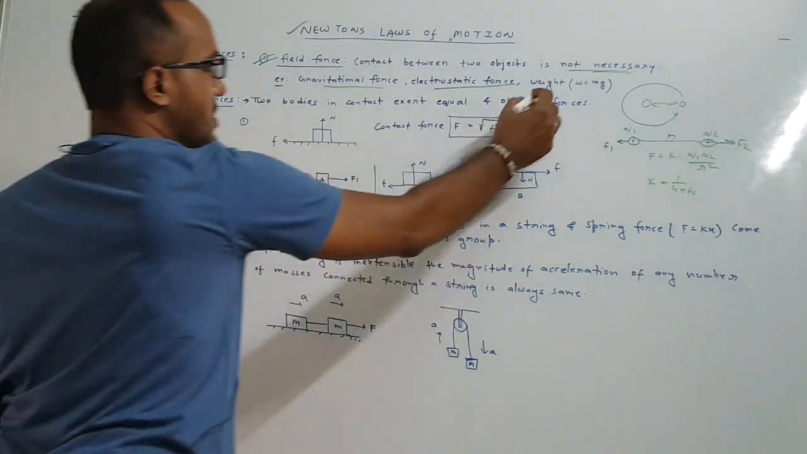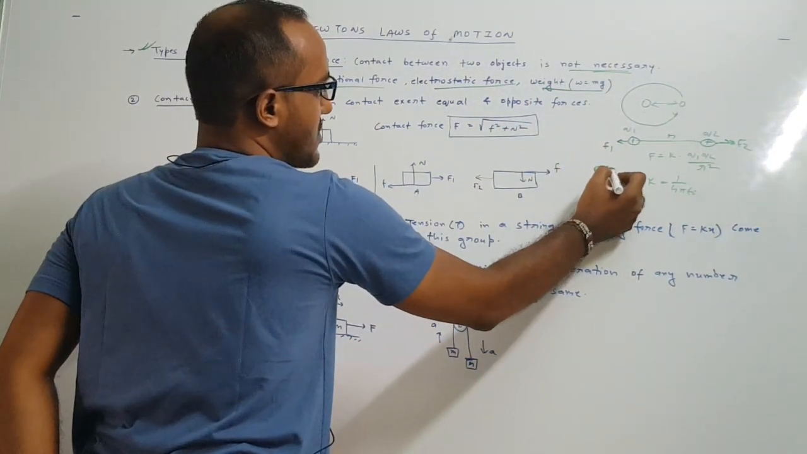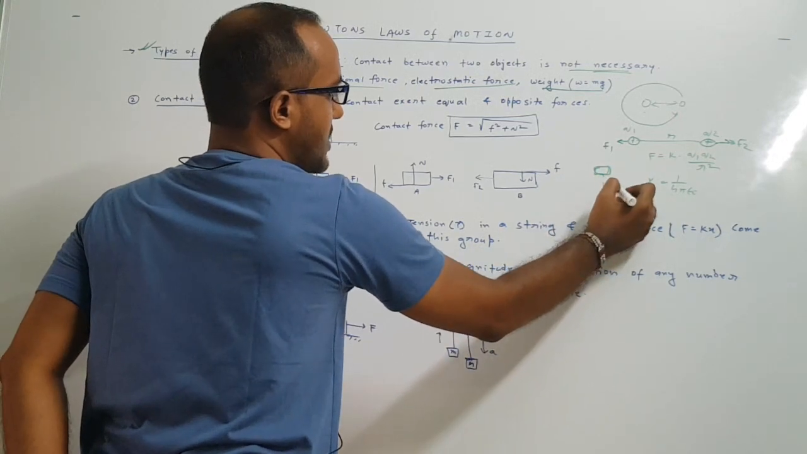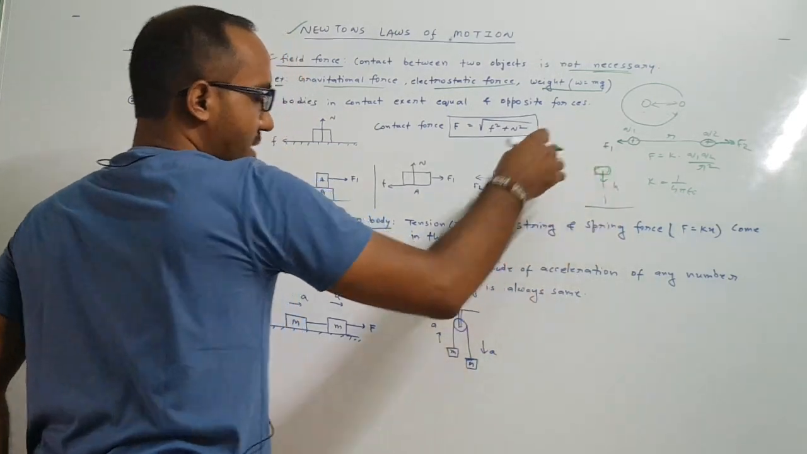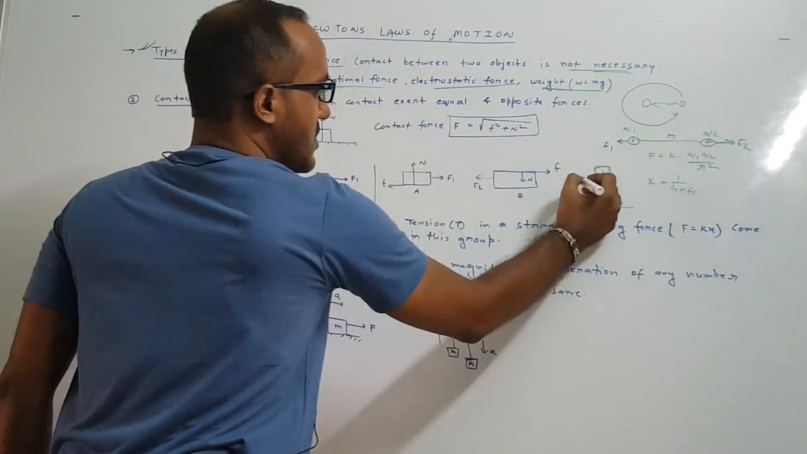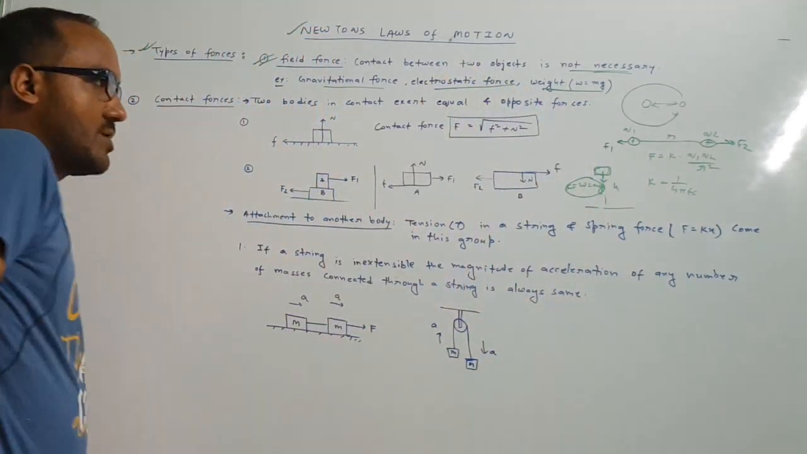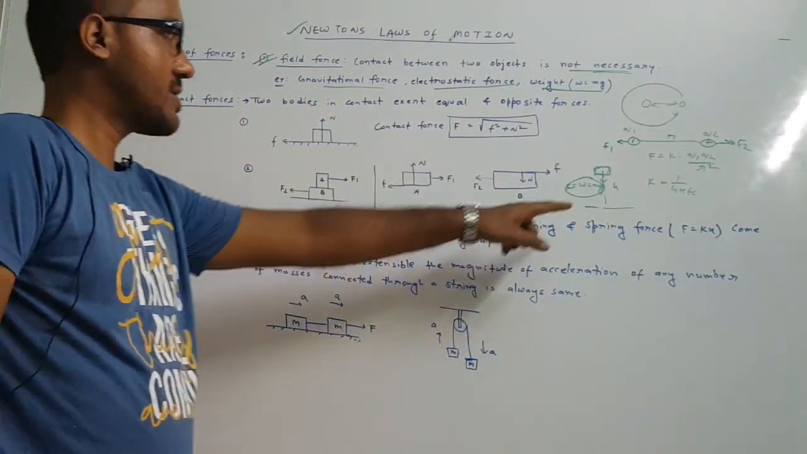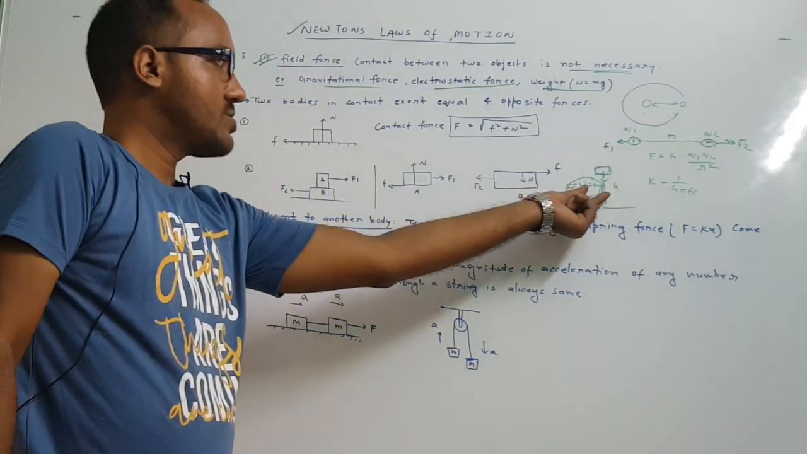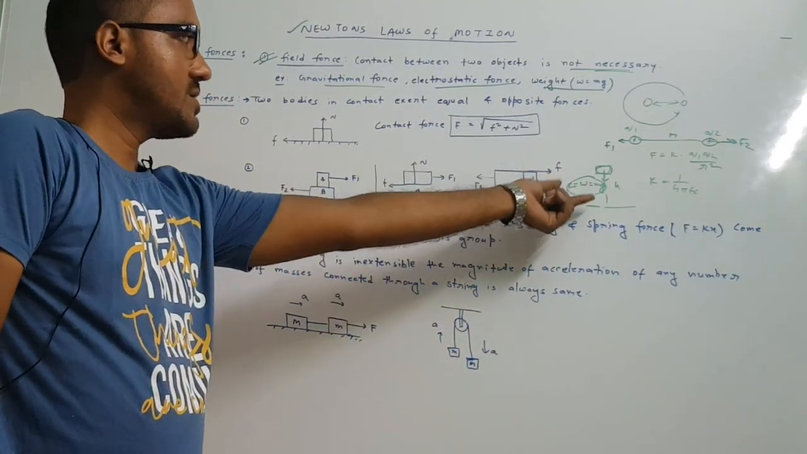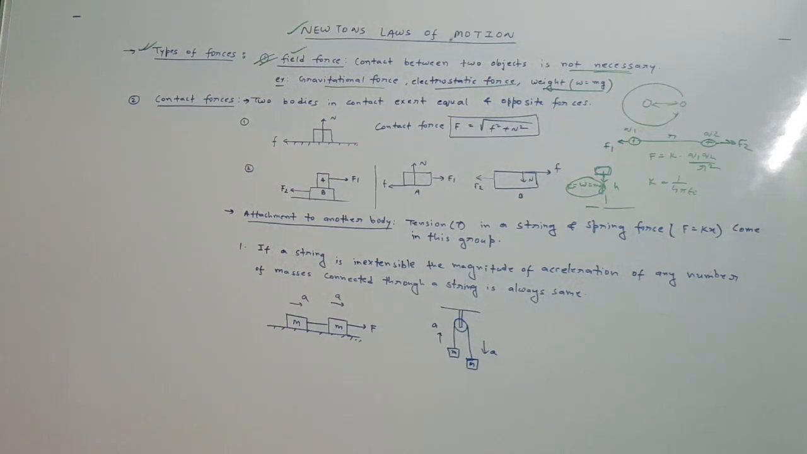Another field force is our weight. Let us say we have an object at height h from the ground. There is a force, the weight, acting towards the center of the Earth. So W equals mg, and that is our force. In this case also there is no contact between the Earth and the object. There is no physical contact, that means it is a field force.